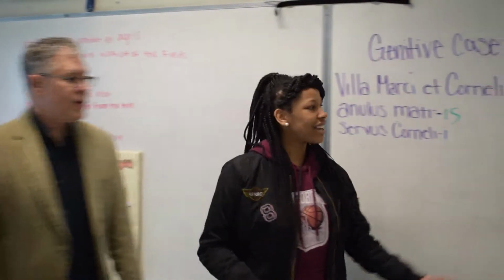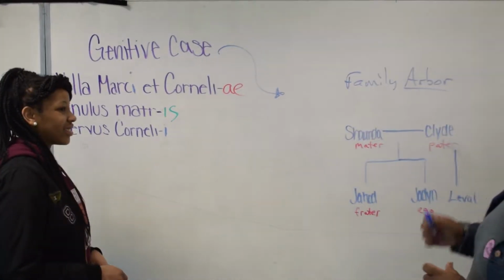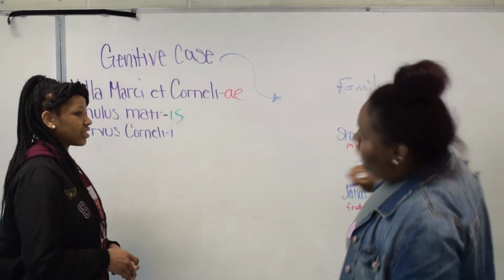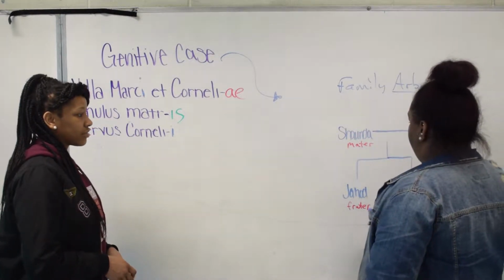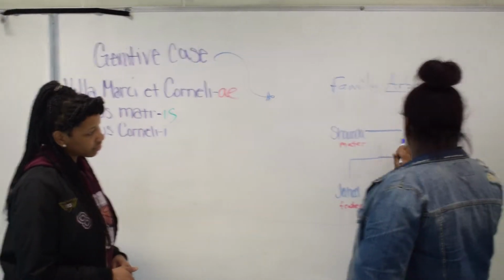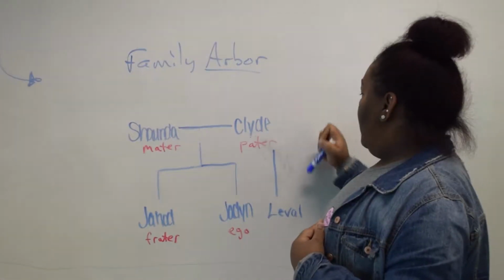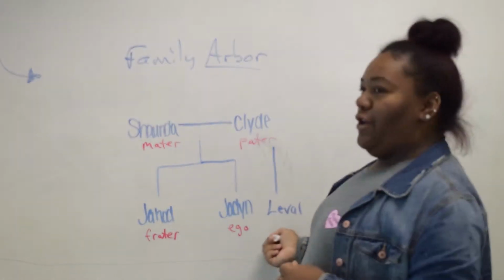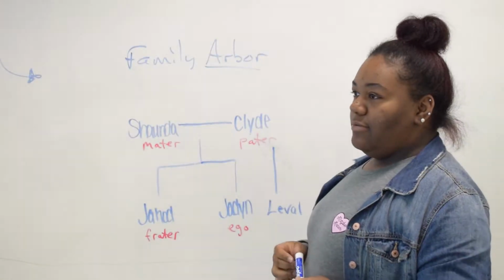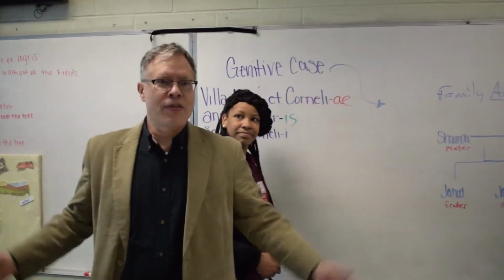Carry on. What is Jaden doing? I am putting my family tree on the board. The genitive case can be used to show a family relationship. Shonda and Clyde are Jihad's parents. Shonda and Clyde are my parents. Clyde is Lavelle's father. Shonda is not Lavelle's mother. Excellent. Possession or ownership and family relation: two uses of the genitive case.